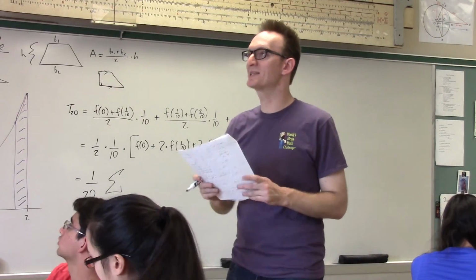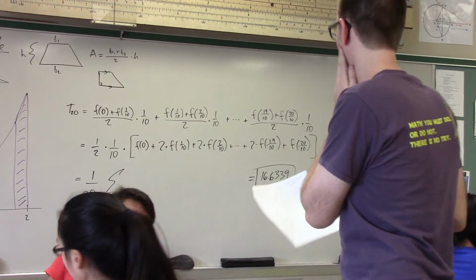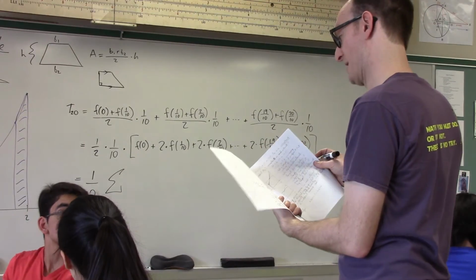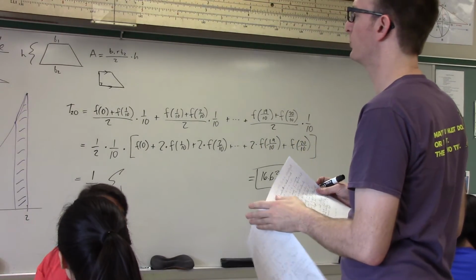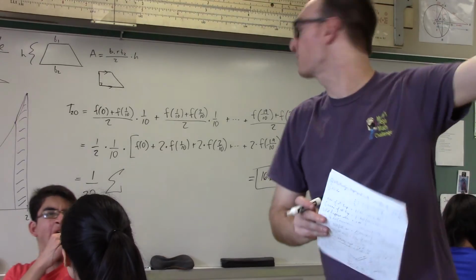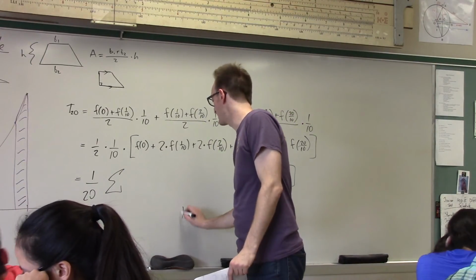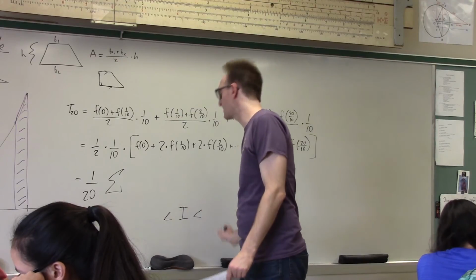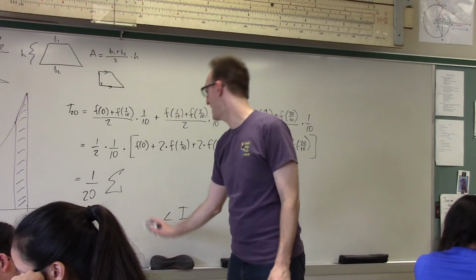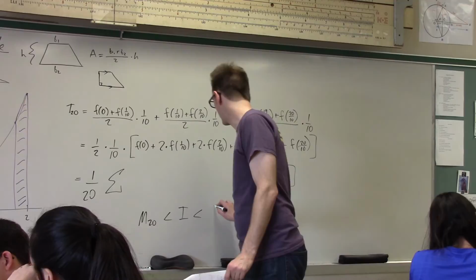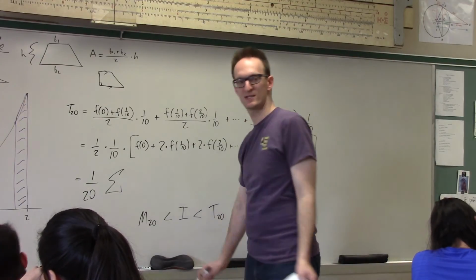Okay, so wait, last thing. Very important. Seems like we're not gonna have time for it actually. But this is the trapezoid rule. Do you notice the true value lies between? So the true value of this integral is somewhere between M20 and T20. And there is a reason for that.